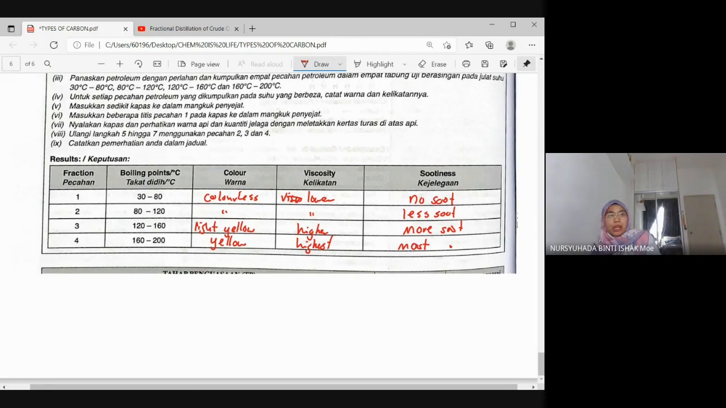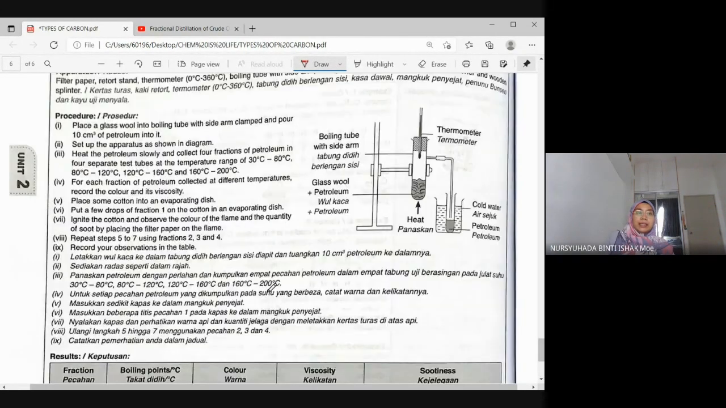Alright. So kita tahu dah when going down the fraction daripada 1 until 4, contoh yang ni, color become yellow. Viscosity increase. Soot also increase. Cuma flammable je. Flammability dia je yang akan decrease. Makin bawah makin susah nak terbakar. Alright, settle untuk hari ini.